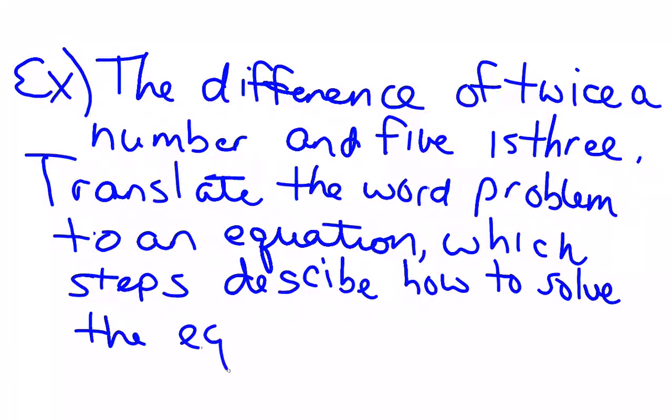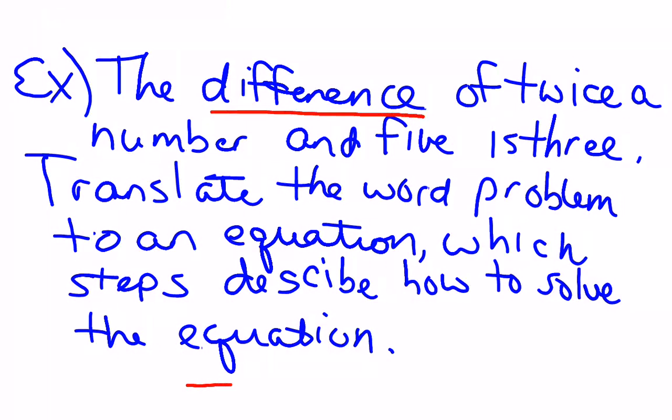So notice this one isn't asking you to actually solve and figure out what the variable is equal to. It wants you to talk about the process. So first they want to go ahead and figure out what the equation is. Again, in this aspect, we want to look at it piece by piece to help figure out what that equation is. So first of all, it says the difference. So that means we are subtracting. And then it says, what are we subtracting? Twice a number. So let's look at that.